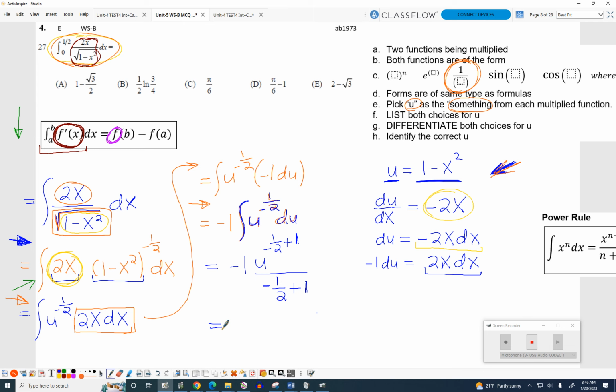Which is, this is positive 1/2 power. 1/2 power means square root. Dividing by 1/2 means multiplying by 2. -2 square root of u. We have successfully found, we're not done, but we have successfully found an antiderivative.